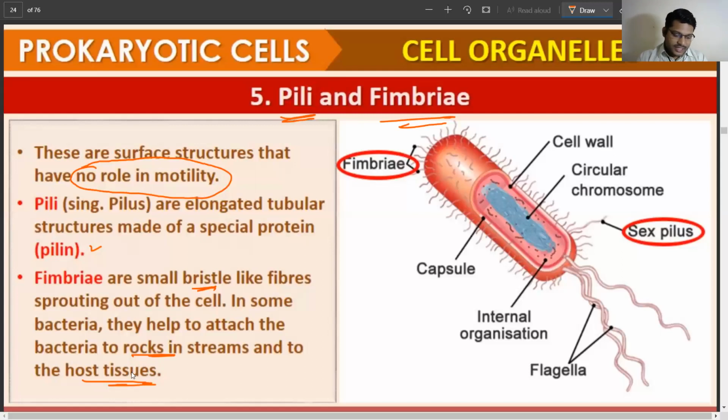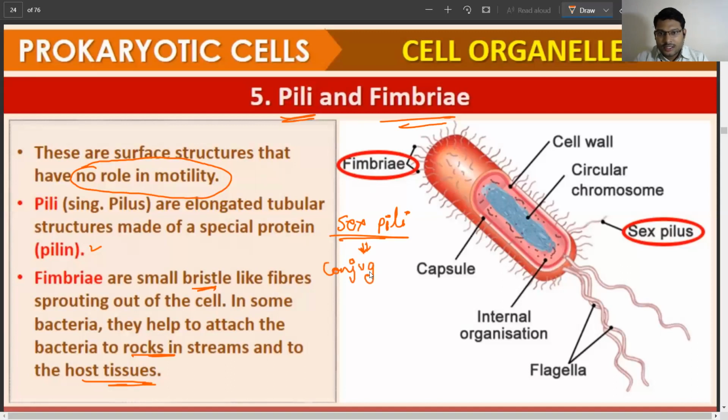Now just a little bit about the pili, or pilus as we can call it. There is one special type called the sex pili. These are involved in a process that is unique to the prokaryotic cells, and this is called conjugation.